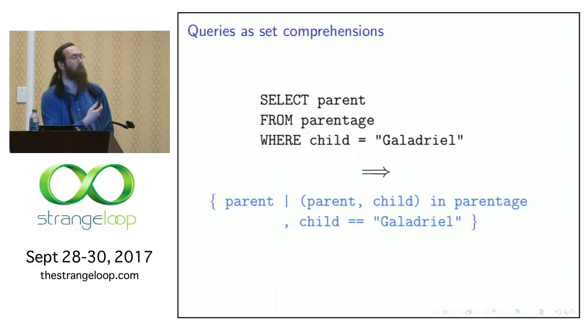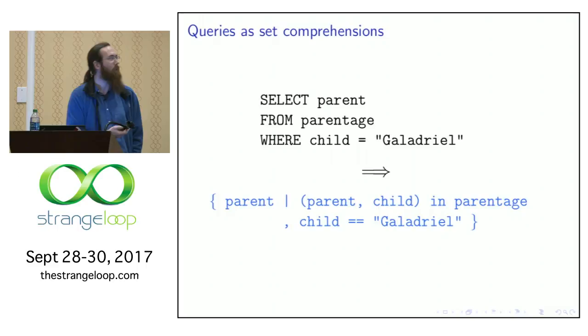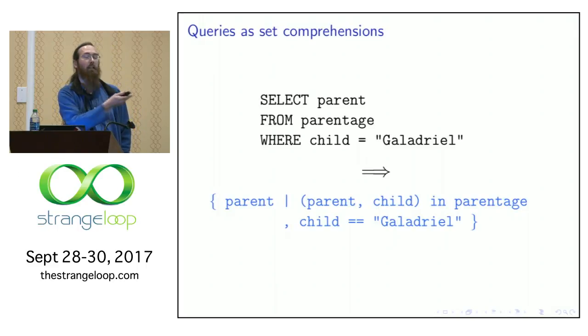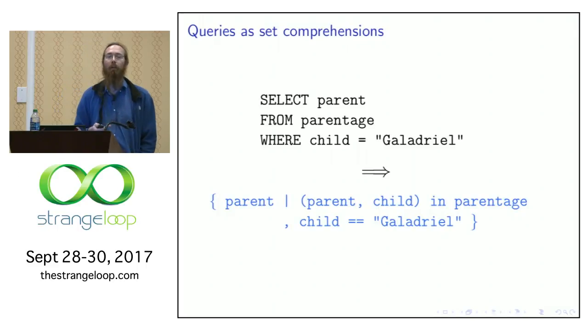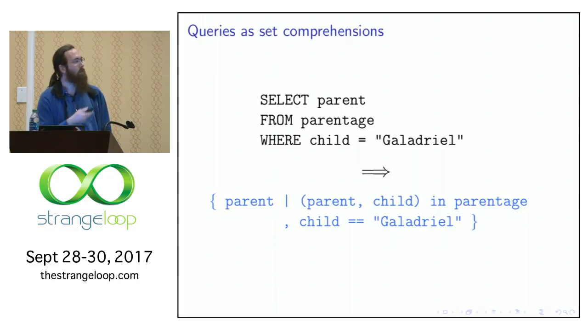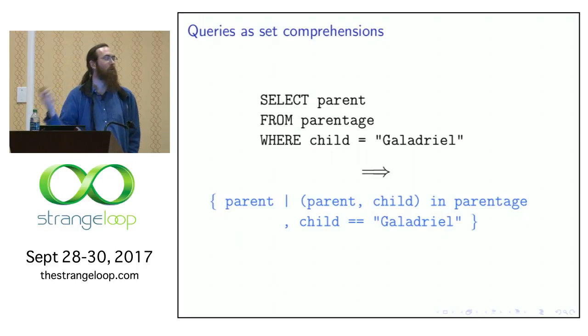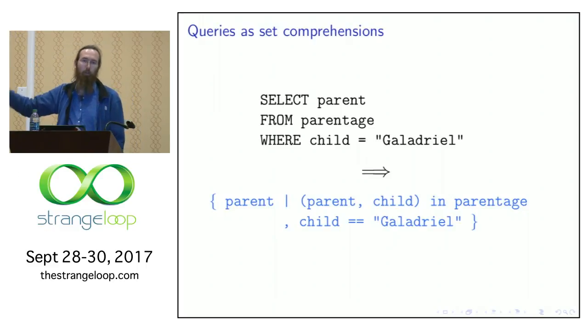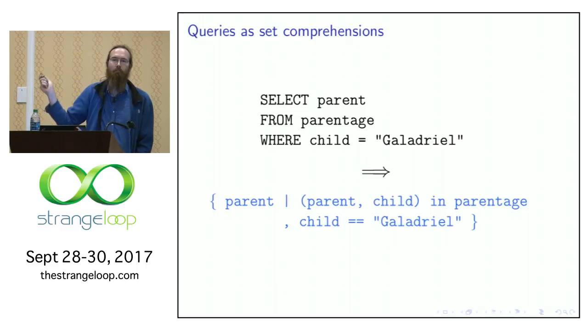So here's that query we saw before, finding the parents of Galadriel, and here's how you would write it. And this is valid Datafun code. This is how you would write it in Datafun. So find me every parent, where parent comma child is in our parent-child table, parentage, right? And the child is Galadriel, right?